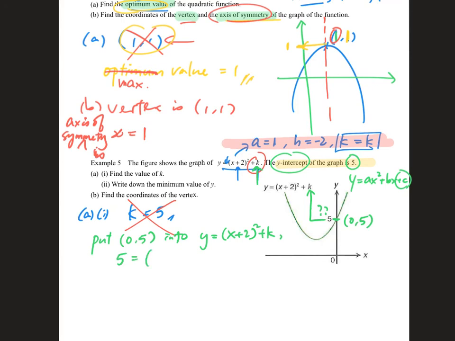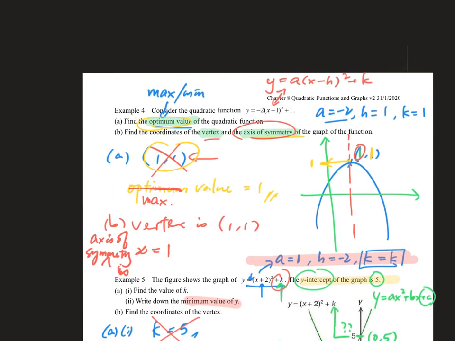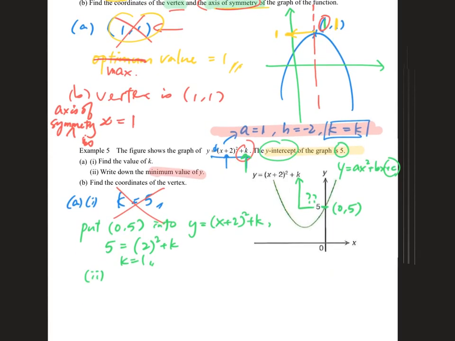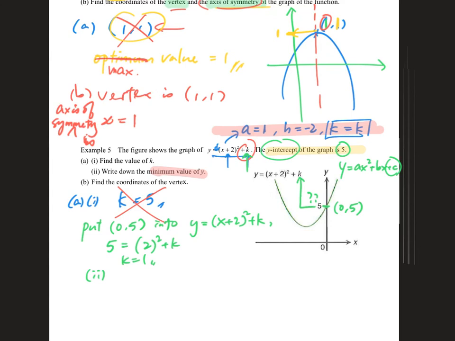So let's take a very quick calculation. 0 plus 2 is 2. So that's why we've got k is 1 very quickly. And so we finished the first one. The second one is talking about the minimum value of y. Can you see that it's very like asking for the optimum value of the function? Indeed, they are asking the same thing. So in order to do part 2, it's necessary for you to rewrite the function again, y equals (x plus 2) squared plus 1, that we obtained in part 1.